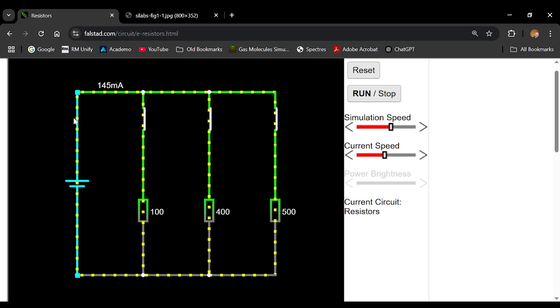If I added a fourth resistor, say it was 1,000 ohms, then that would be 0.01 amp. This would go up to 155 milliamps because it needs its own current. The battery has to supply it. Now, what does that mean? Okay, let's go back to the software.